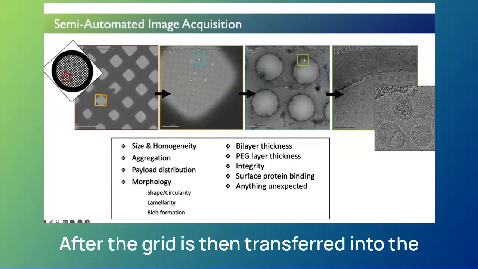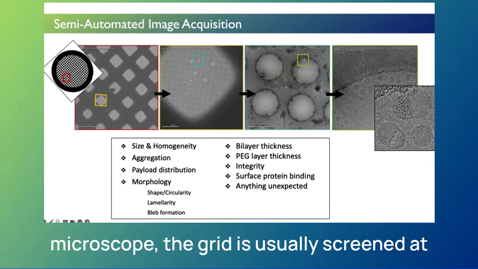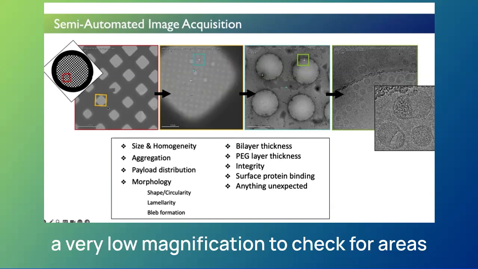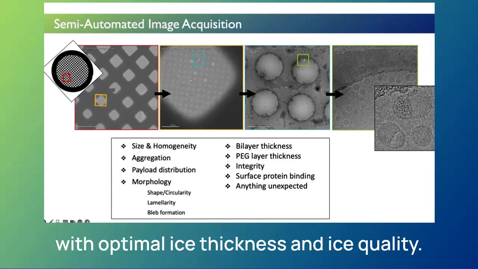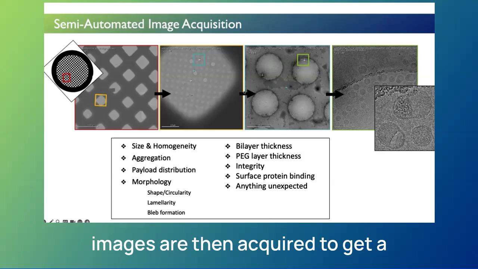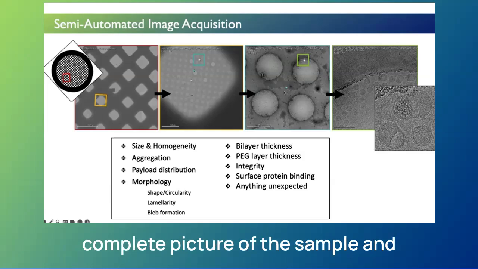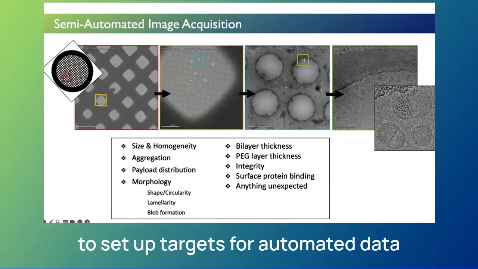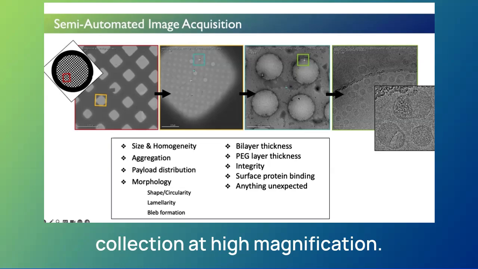After the grid is then transferred into the microscope, the grid is usually screened at a very low magnification to check for areas with optimal ice thickness and ice quality. And increasingly higher magnification images are then acquired to get a complete picture of the sample and to set up targets for automated data collection at high magnification.